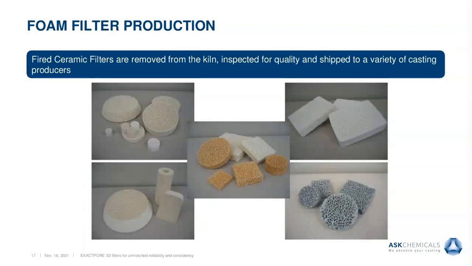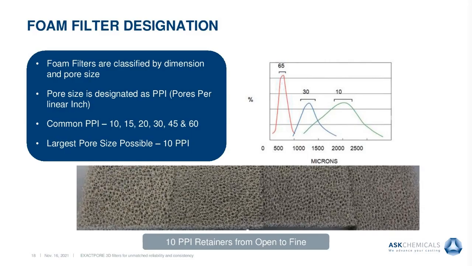Four of the filters can be seen here: a chemical grade zirconia, a thermal grade zirconia, alumina, and silicon carbide filter. Foam filters are classified by dimension and pore size. The pore size designation is PPI. PPI stands for the average amount of pores per linear inch. Common PPIs are 10 through 60 PPI.